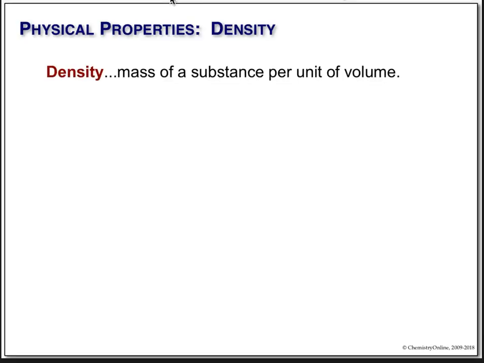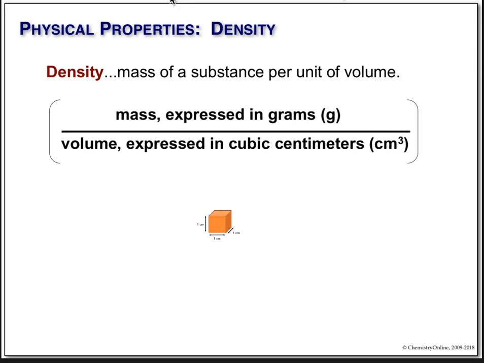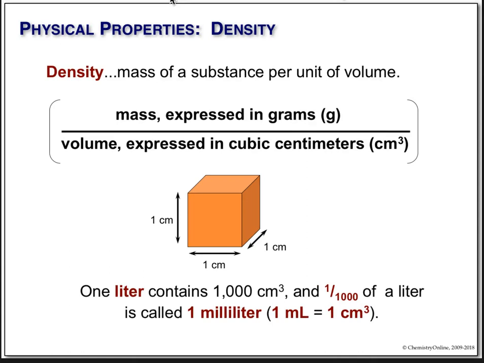We also measure the density of a little lump of something. Remember, density is mass divided by volume. This is 1 cubic centimeter. Very important to remember in chemistry, the relationship between liters and cubic centimeters. If you take 1/1000th of a liter, you get a milliliter. Remember, milli is 10 to the minus 3. And this is exactly equal to 1 cubic centimeter. That's by definition.